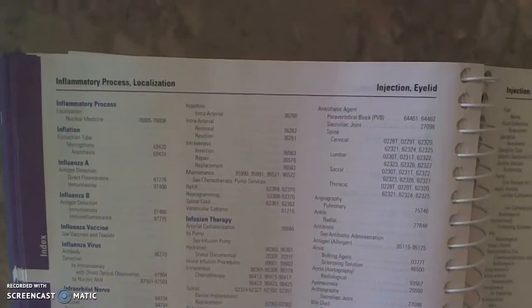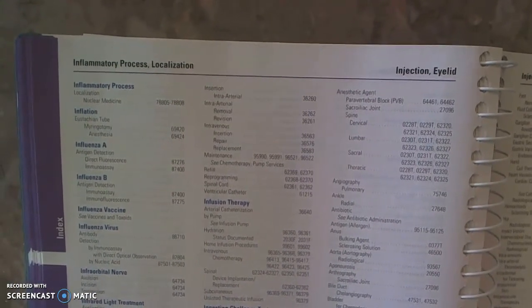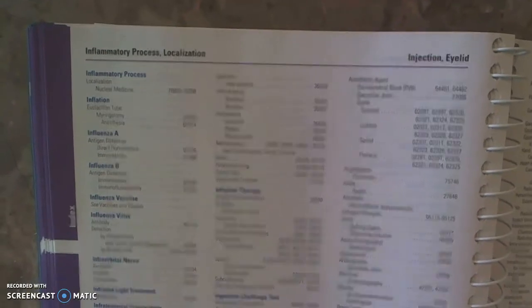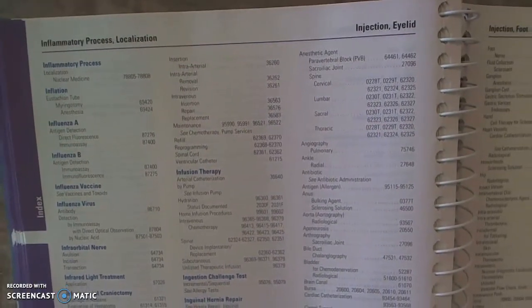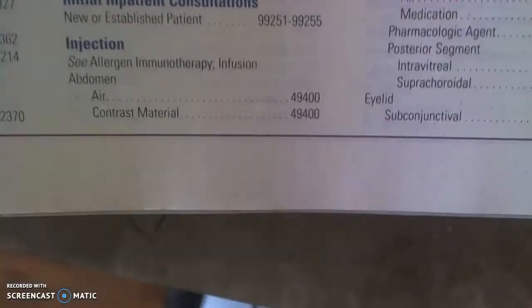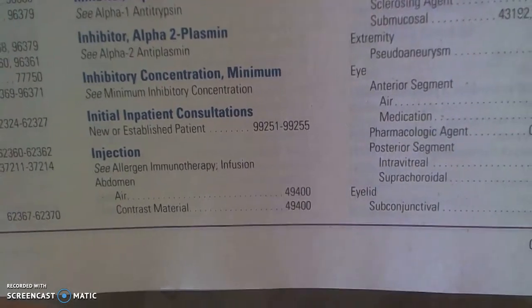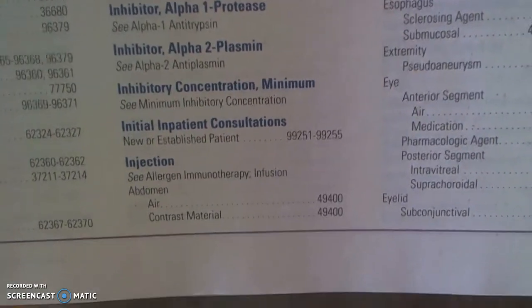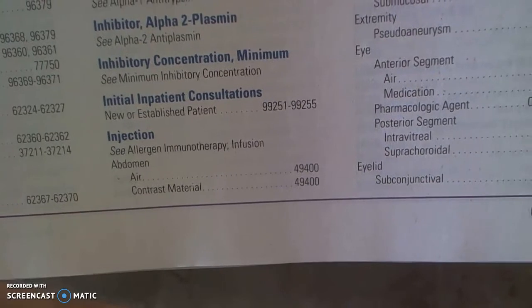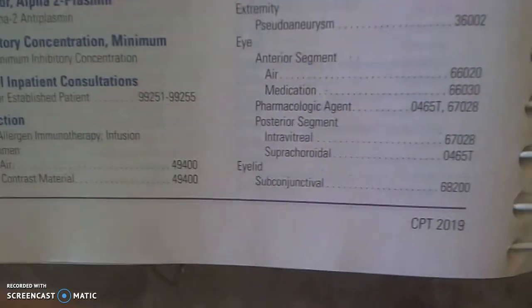So I'm in the index section of my CPT manual. You can see it is all starting with eyes, and it has the word injection and eyelid given, so that's easy for me to find that the word is exactly on this page, and I can see the injection. Now that's my main term, so I'm looking for the subterm, and remember the subterm was the location.